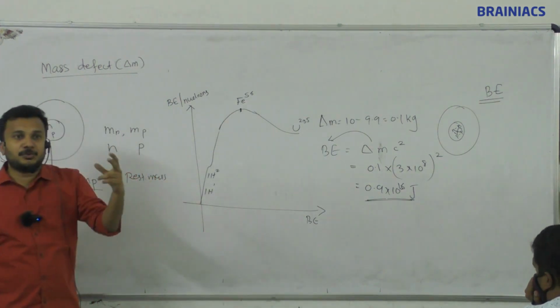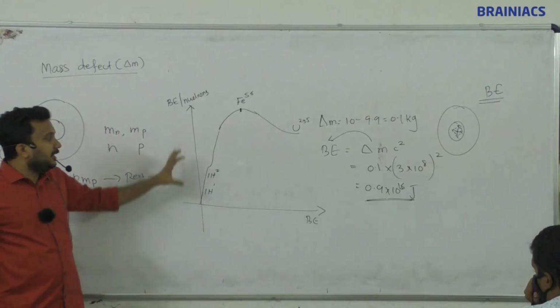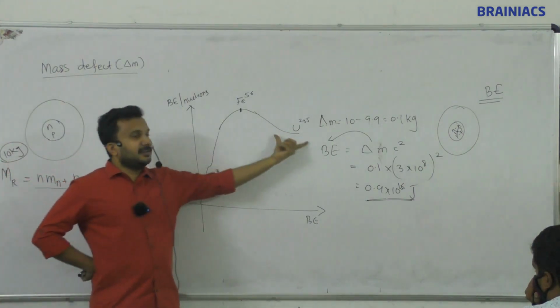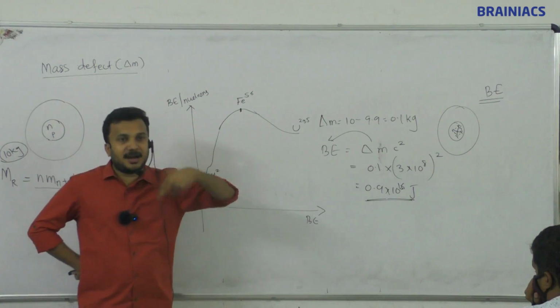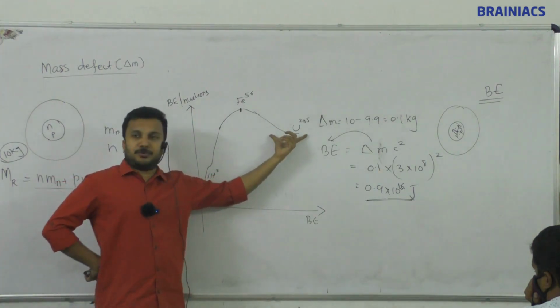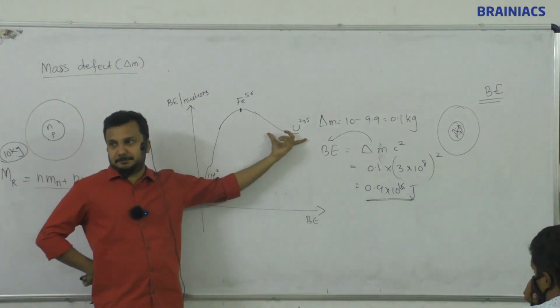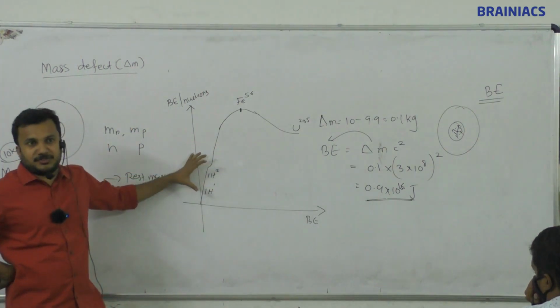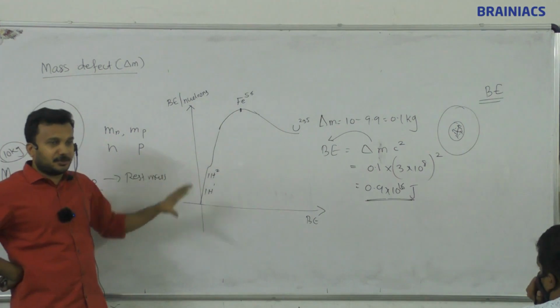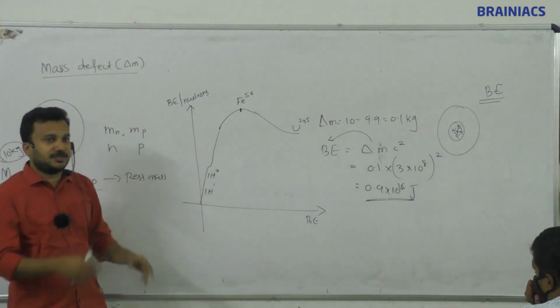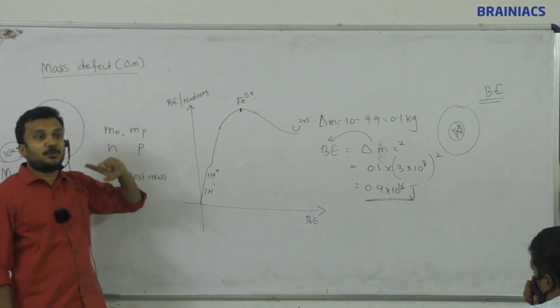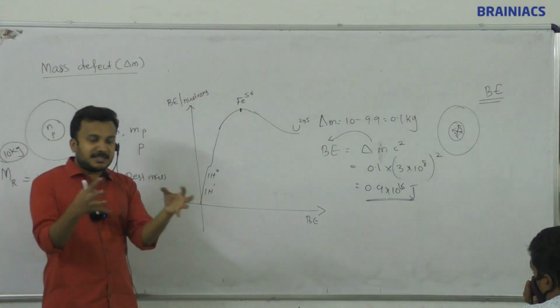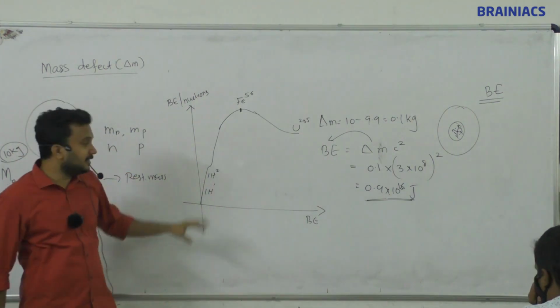That is also unstable. So in this graph, everything on the right side is already unstable, and they are used for the nuclear fission process. The left side is used for the nuclear fusion process. Lighter nuclei can easily fuse together, and their binding energy per nucleon is very less. Less means I can easily connect them together.